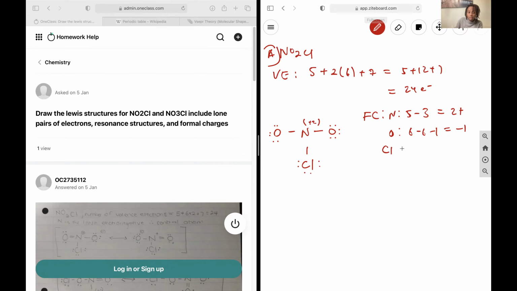And lastly, on the chlorine, it is going to be 7 minus 7, so that's going to give us 0. And so what this means is that I have a minus and a +2 here. This isn't the optimal structure for NO2Cl because of all of these formal charges. Optimally, I'd like just one minus charge somewhere. And additionally, the net formal charges aren't adding up the way that they're supposed to. They're supposed to add up to 0, and these add up to a -1.